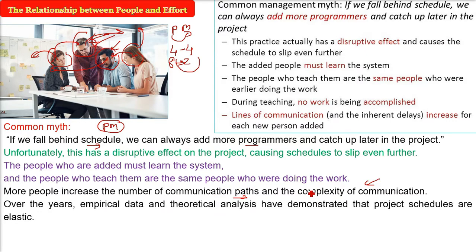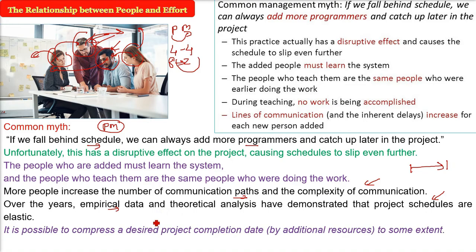Over the years, different data, whether empirical data or theoretical analysis, has demonstrated that project schedules are quite elastic. They are elastic. But not at the end of the project. That is, if you are given a time that this is the time you have to complete, it may be elastic. It is possible to compress a desired project completion date by adding additional resources to some extent. That is, you can compress it by adding certain additional resources.